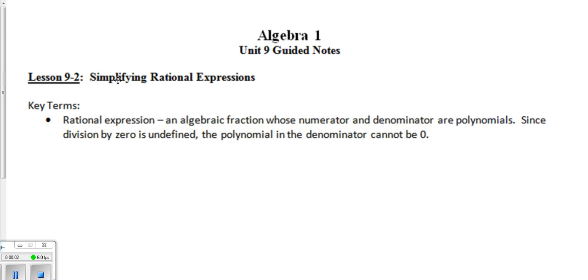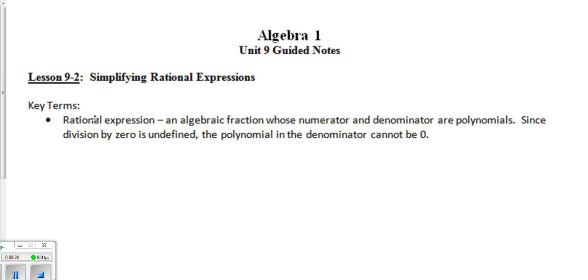9.2 is all about simplifying rational expressions. The only difference between a rational expression and a rational function is that an expression is not set equal to anything. We just don't have the equals 0 or equals y. So it's just the expression. As we go through this, you'll notice that these rational expressions are basically polynomial divisions. So this is going to be very similar to what we did in Unit 4.